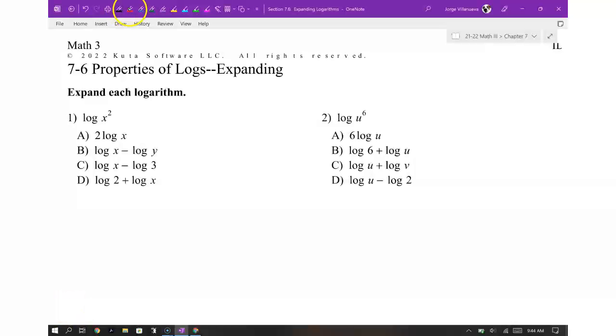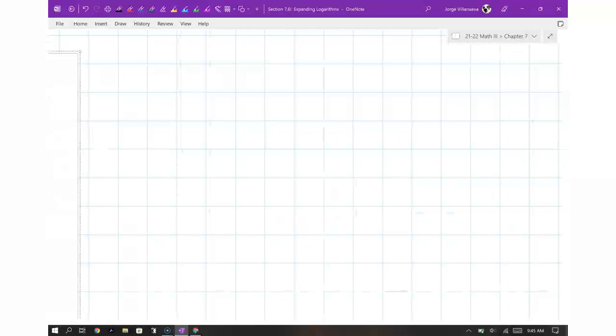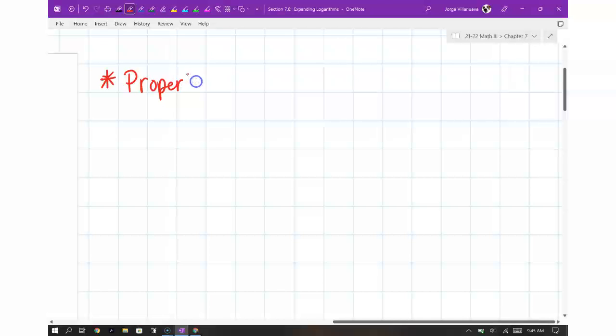All right, so in section 7.6, again, we're going to be expanding these logarithms using properties, okay? Properties of logarithms. So let me write them down over here to the side. Properties of logarithms, or properties of logs. Okay? So, a first one here.